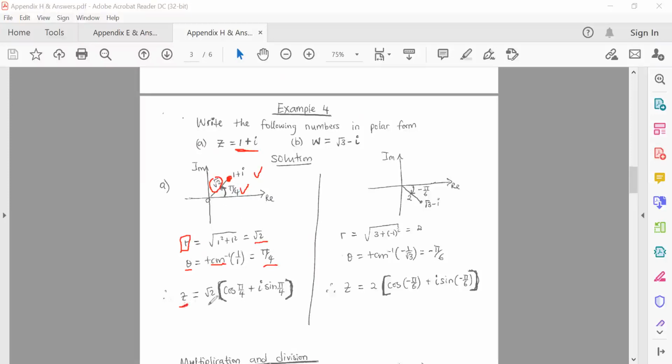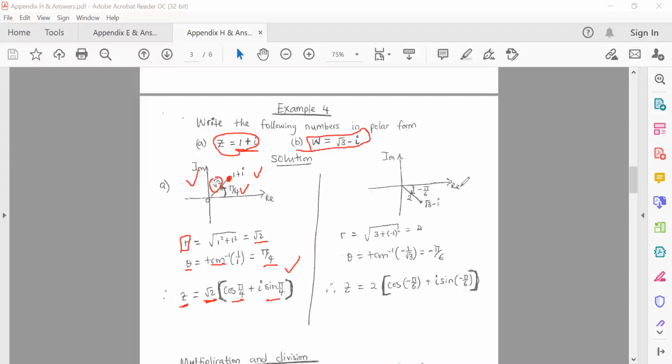Therefore, in polar form, we say it is r, which is the modulus, so root 2, cos of theta plus i sine of theta. Please don't simplify this, because if you try to evaluate cos of theta and sine, you just get back to this original stuff. So leave it in that form. That's in polar form. Now, the reason why this diagram is so critical, you're going to see why. Look at example B now.